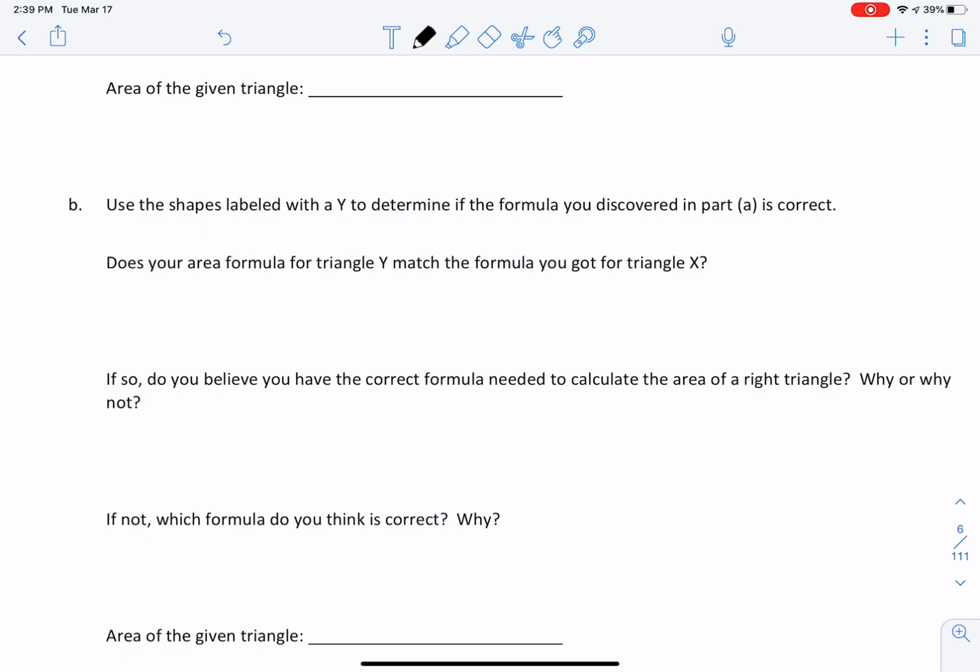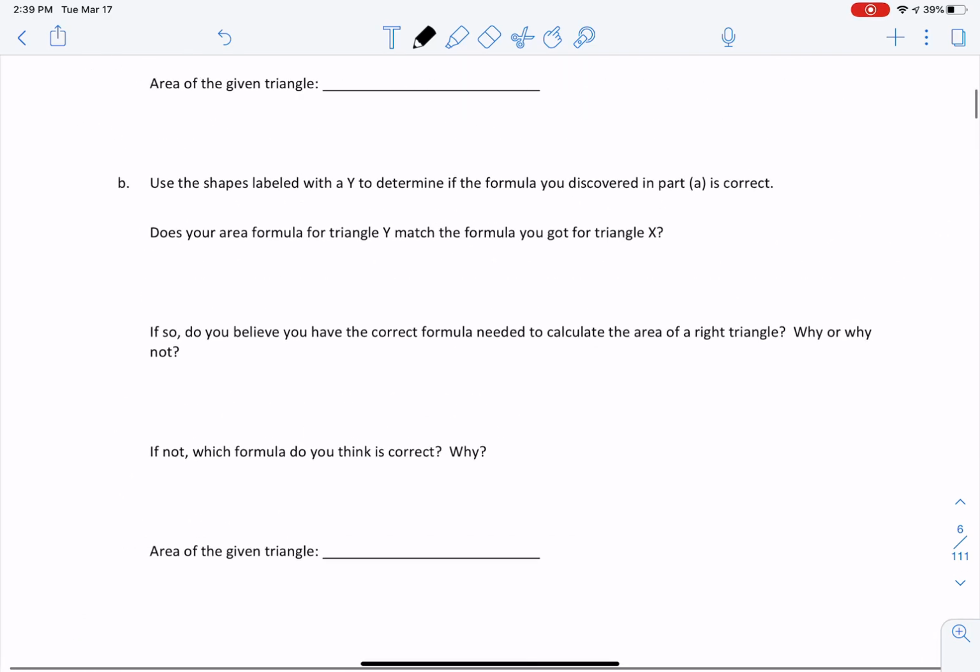Let's see if B is going to be relevant to us. Use the shapes labeled with Y. Okay, we don't have those shapes. We really can't do this problem, so I'm going to go ahead and skip over this one.